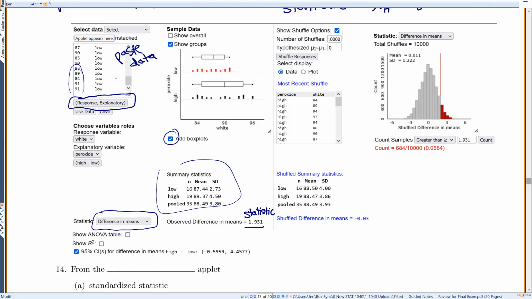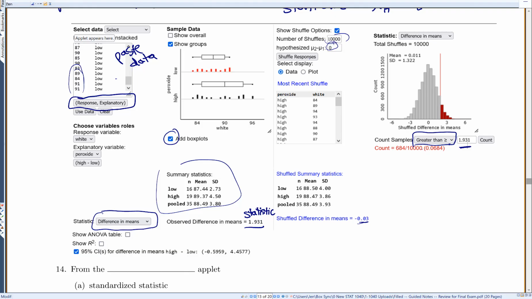Then we can do a shuffle of our options. I did 10,000. Our hypothesized difference in the means is just 0. I shuffle responses. Okay, this is your most recent shuffle. You can see that their difference in means was really small. And to count my samples, I picked greater than, because our alternative hypothesis said greater than.